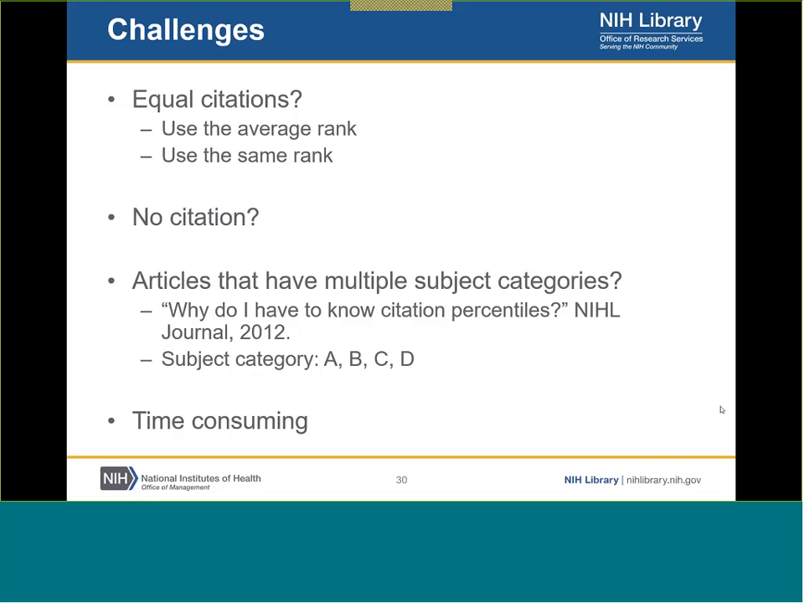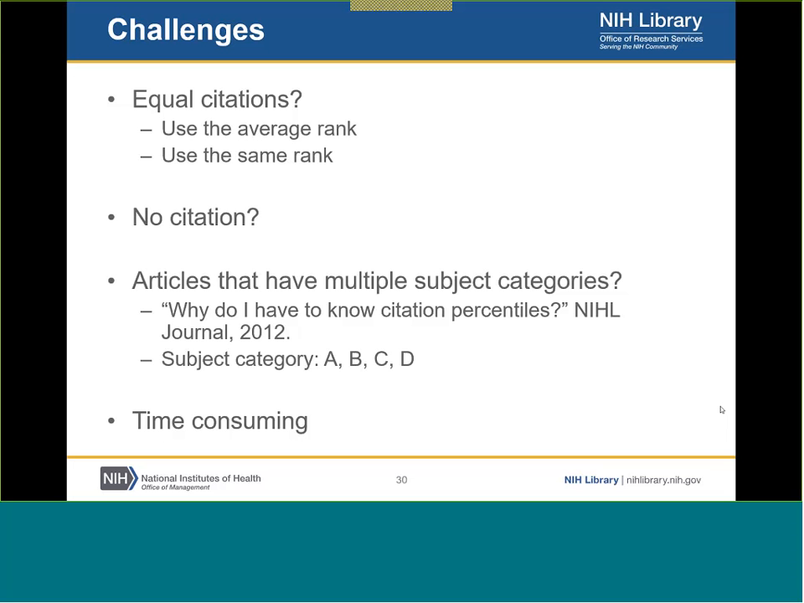There are a lot of challenges in doing percentile ranking. The first thing is about equal citations. For 2 or 3 articles that receive equal citations, what do we do? Generally there are 2 ways to do that. Sometimes people use the average rank, so they both are given a 3.5. Or they share the same rank. They use 3, and then there is no 4. The next one will be 5.